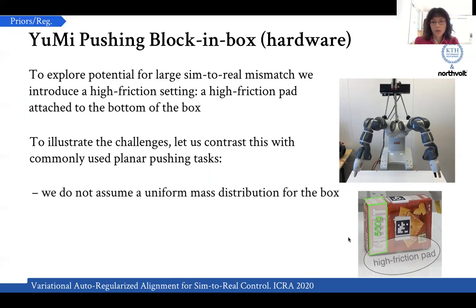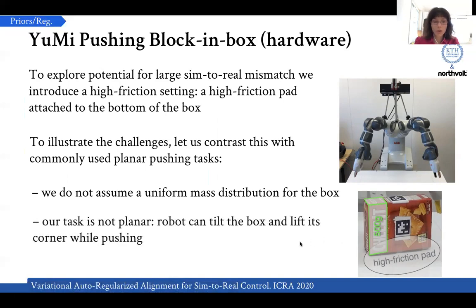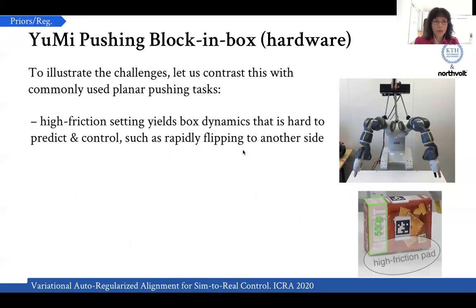To illustrate the challenges of this task and contrast it with the usual pushing tasks, I should say that here we do not assume a uniform distribution of the center of mass, because this box is placed in an unknown location. This task is not planar because the robot can lift the box up. You will see it in the experiments as it's pushing it.